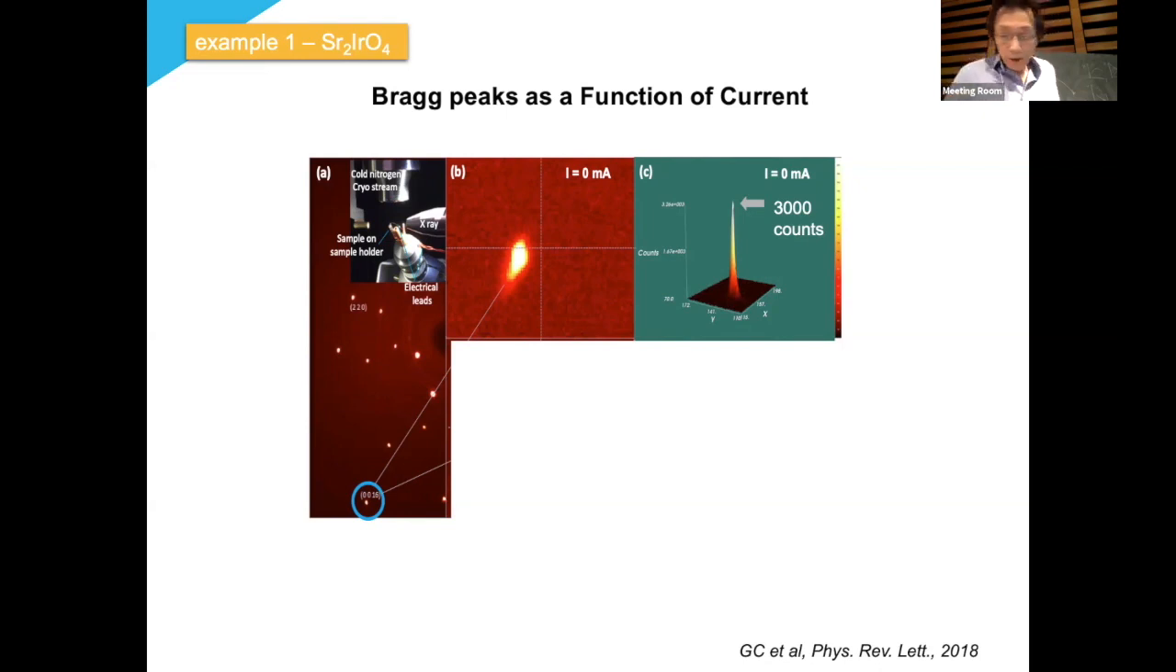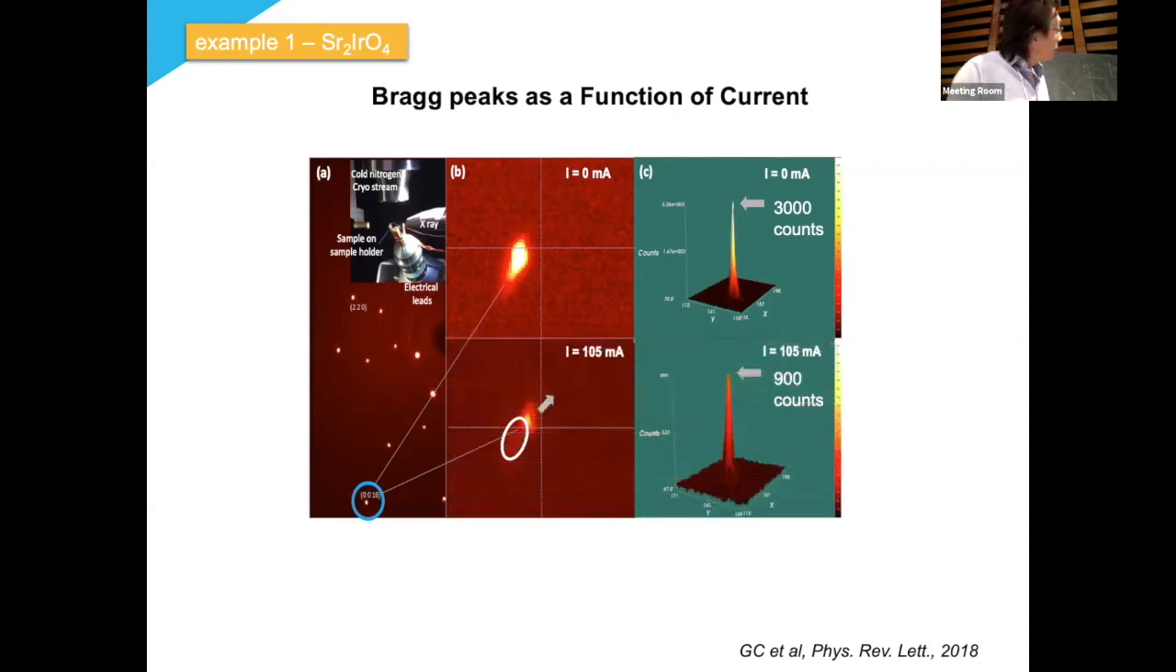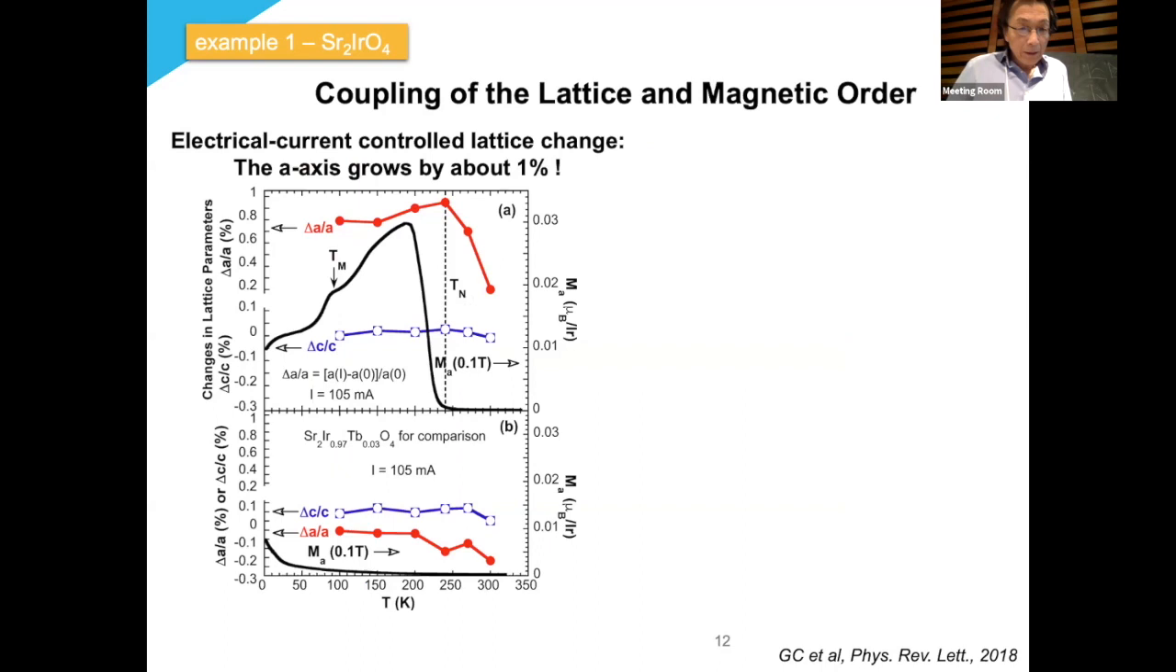But if we turn on the current, then not only did this spot move, but the intensity is also largely reduced from 3,000 to 900. So this is very encouraging. That means that electrons actually can do something to the lattice. So we decided to do a more thorough investigation on this matter. So forget about this for the time being. Just look at this box.